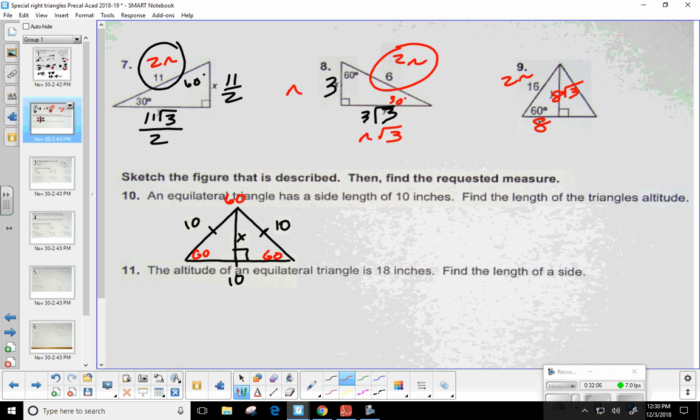Now, this angle would be 60 degrees as well, but that altitude also works as an angle bisector. So it would be 30 and 30, just like that previous one. Okay. So can anybody tell me what's the value of n? 5. Yeah, because the hypotenuse is always double the shortest side. So I know this would be 5. This would be 5. So that altitude has to be what? 5 square roots of 3. That's it. I'll go ahead and put inches.